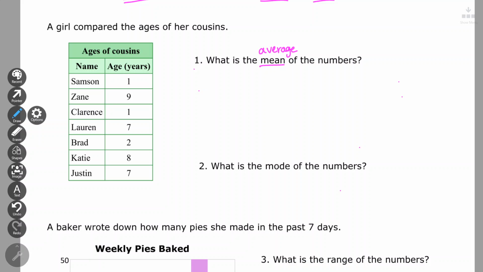Well, let's see what all the numbers added up would be. 1 plus 9 is 10. 1 plus 7 is 8. 2 plus 8 is 10. And then we have our 7 there. All right, so let's add all these up. 10 plus 8 plus 10 plus 7.